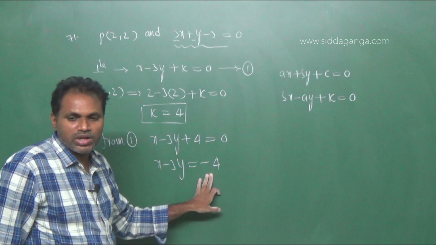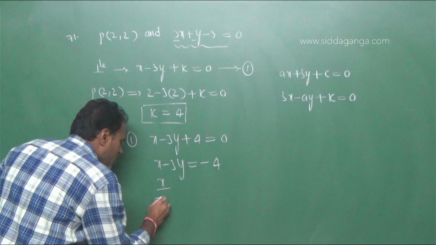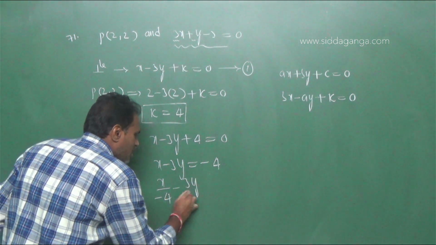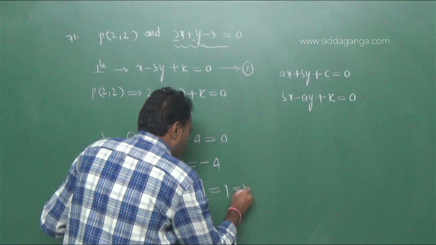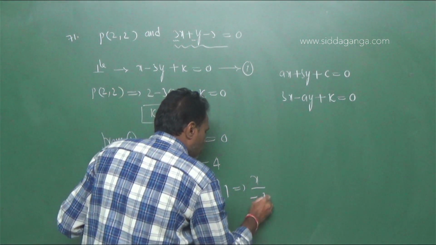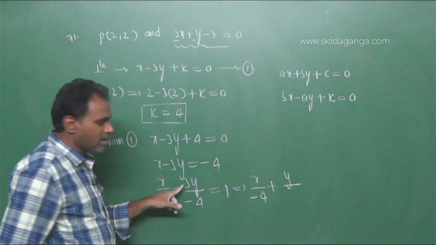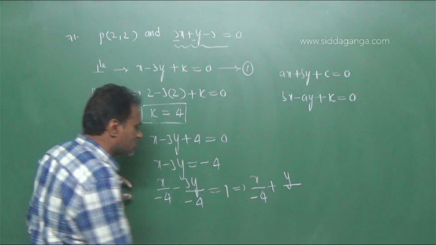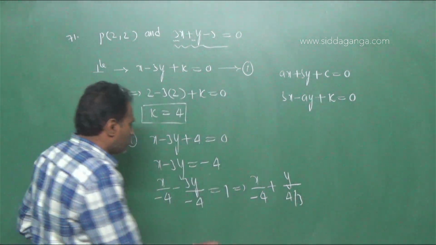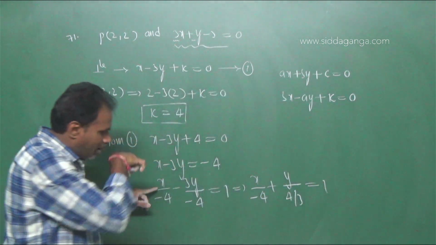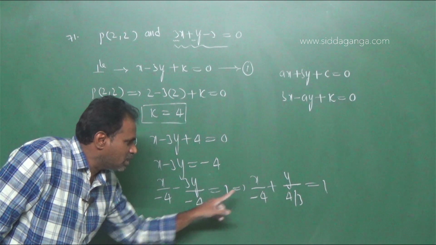Therefore, here minus 4 is there. Dividing the total equation by minus 4, that is x by minus 4 minus 3y by minus 4 equal to 1. Therefore, this you can write as x by minus 4 plus y by 4 by 3 equal to 1, since minus into minus is plus.